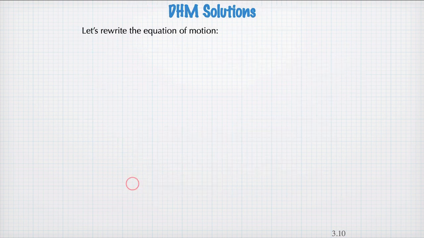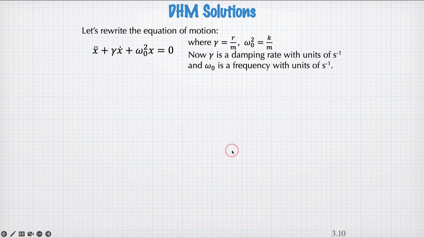All right, so we'll rewrite this equation of motion like this, where gamma is r divided by m, and omega naught squared is k divided by m. So I just divided the entire equation through by the mass m. The neat thing about writing it like this is that gamma and omega naught are both frequencies, so they have units of seconds to the -1. They're angular frequencies, in fact, so radians per second.